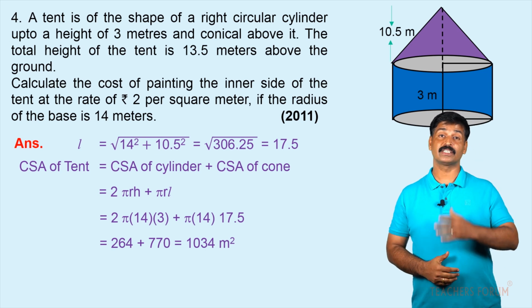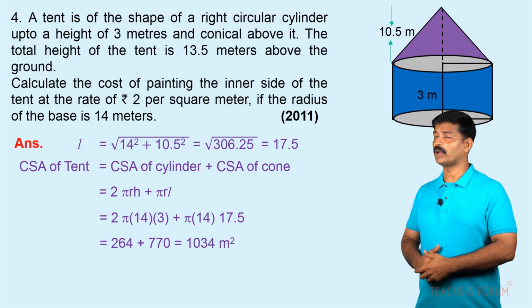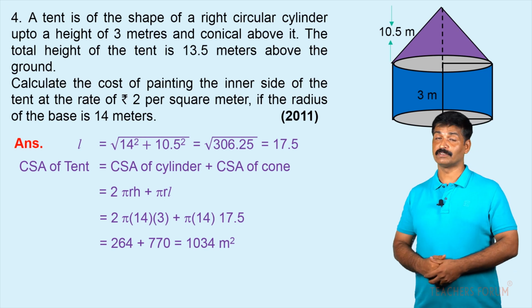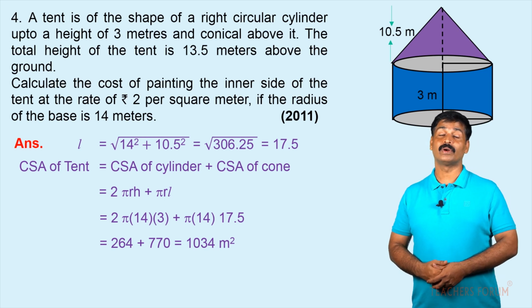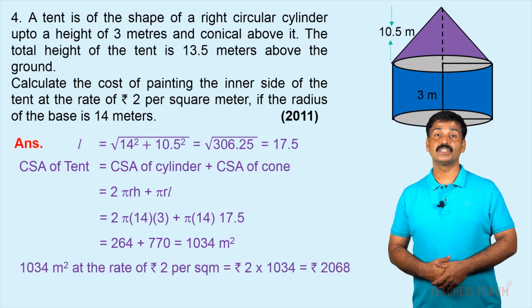Now you have to find out the cost of painting. What is the cost? It is rupees 2 per square meter. What's the total area? Total area is 1034. So the total cost is equal to 1034 into 2, that is rupees 2068.